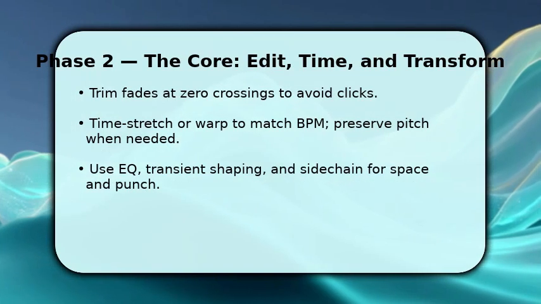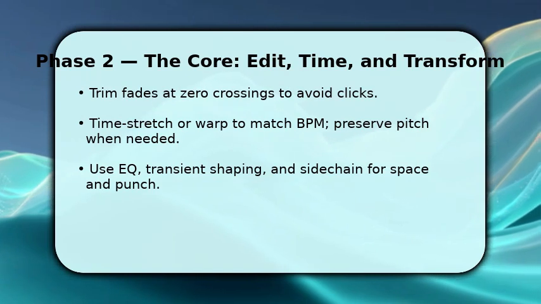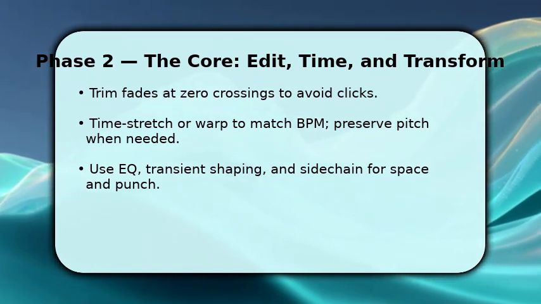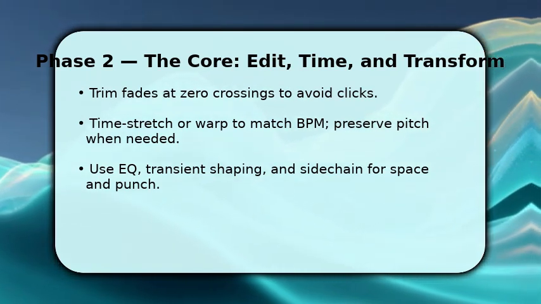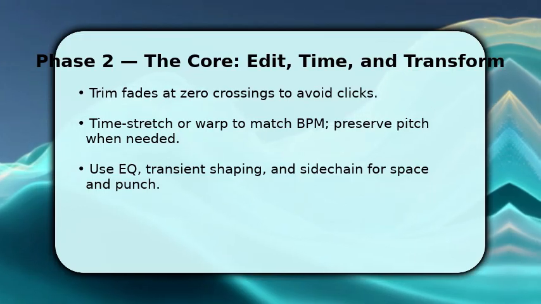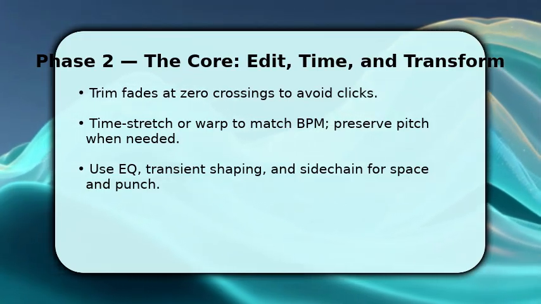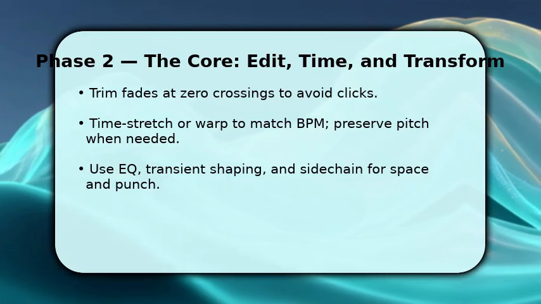And you now edit the sample. Trim to 0 crossings so you avoid clicks, and use fades only where necessary. Then time stretch or warp the clip to match your track BPM. Do this to keep grooves tight and preserve pitch unless you want creative chromatic shifts.